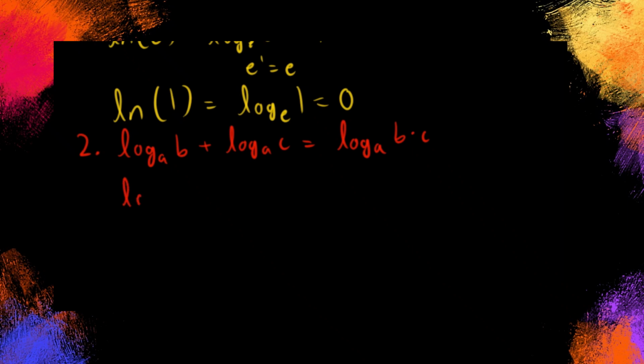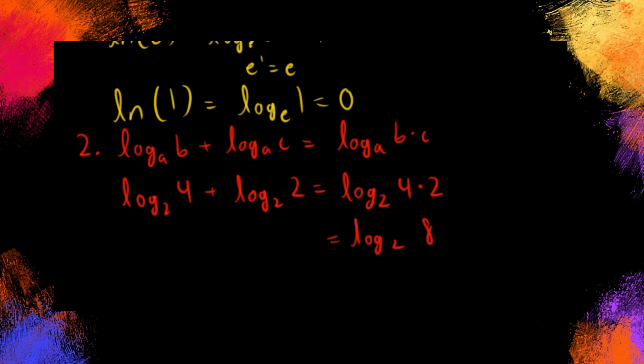So for instance, let's take log base 2 of 4 plus log base 2 of 2. According to this rule, this is going to be equal to log base 2, again keeping that base, which you can see is denoted a here. So we're keeping the base and we're taking the arguments of the logs and multiplying them inside this new log. So we're given 4 times 2, which is equal to log base 2 of 8.